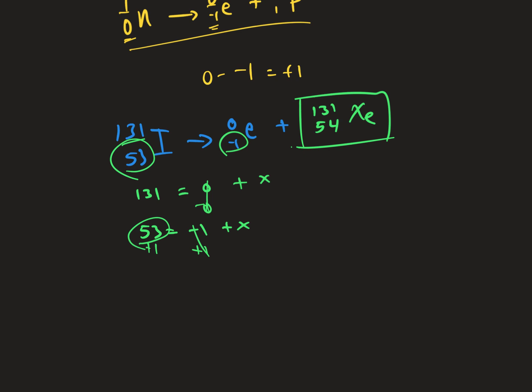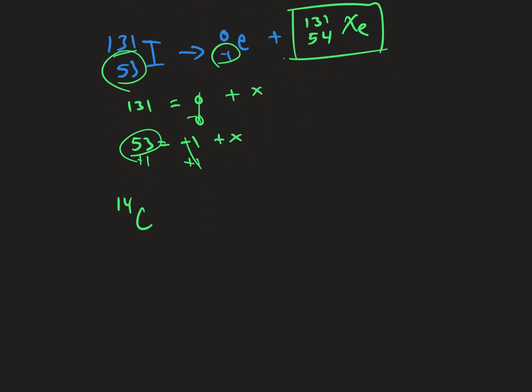Let's do one more. Carbon 14 undergoes beta decay. Go. I know I didn't write everything down. If you understand this, you should be able to finish it. So carbon 14 undergoes beta decay. If you don't understand it, that's okay, we'll get you there. Just try it. You will need to use your periodic table though.